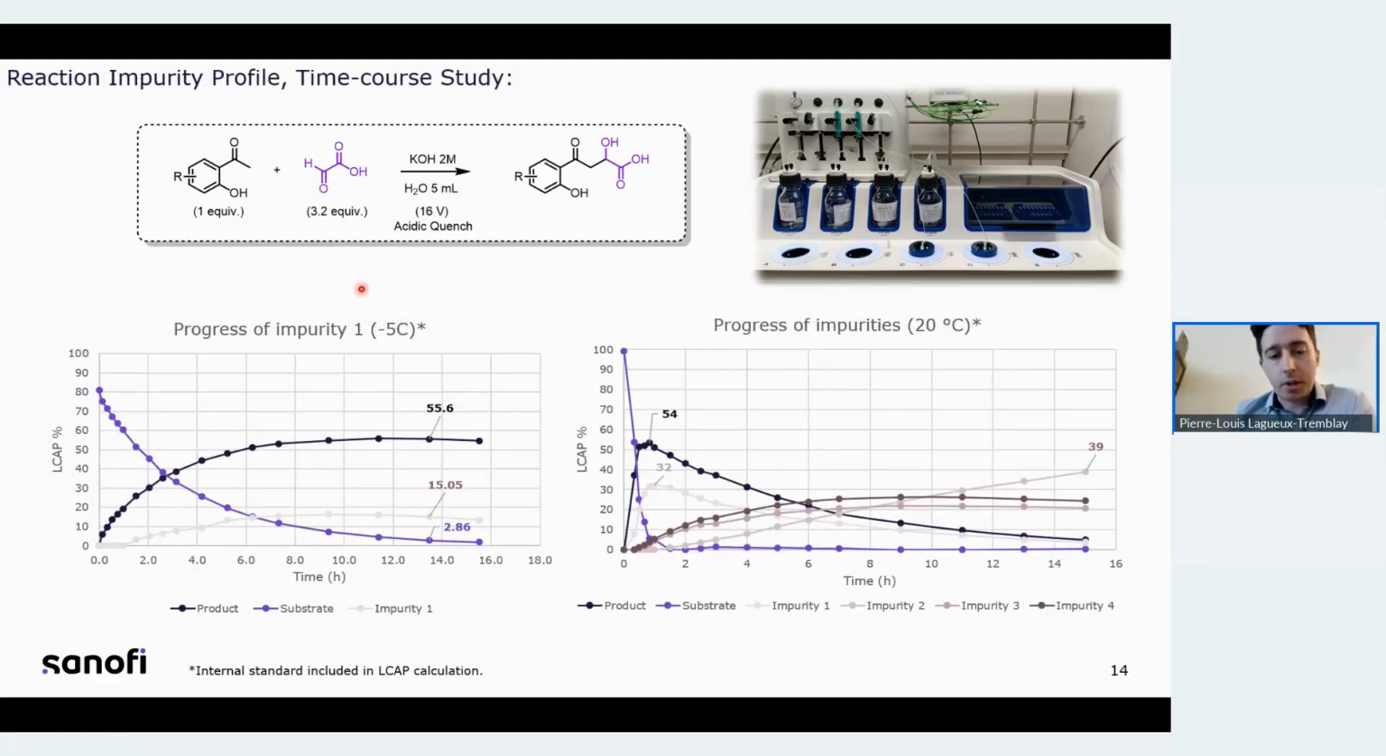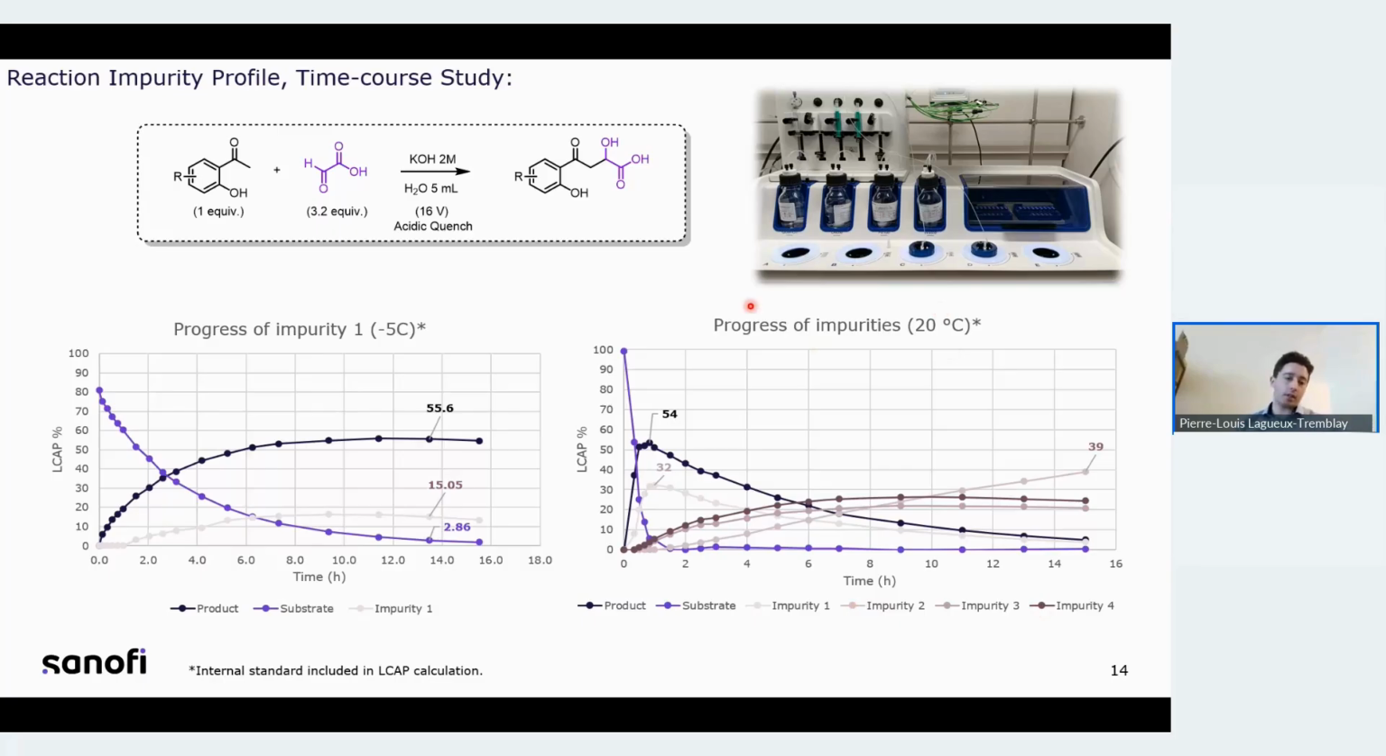So again, another thing that we can do is to compare the progress of impurities. If you look at the reaction profile at -5 degrees and 20 degrees, you can see that there's pretty good control in terms of impurities in that case, and we reach maximum conversion at about 13 to 15 hours. But at room temperature, again, you will reach your maximum yield at about 30 minutes to an hour, and after this you will start to have a very complex mixture developing. So you can really track the formation of impurities that are showing up at 20 degrees.